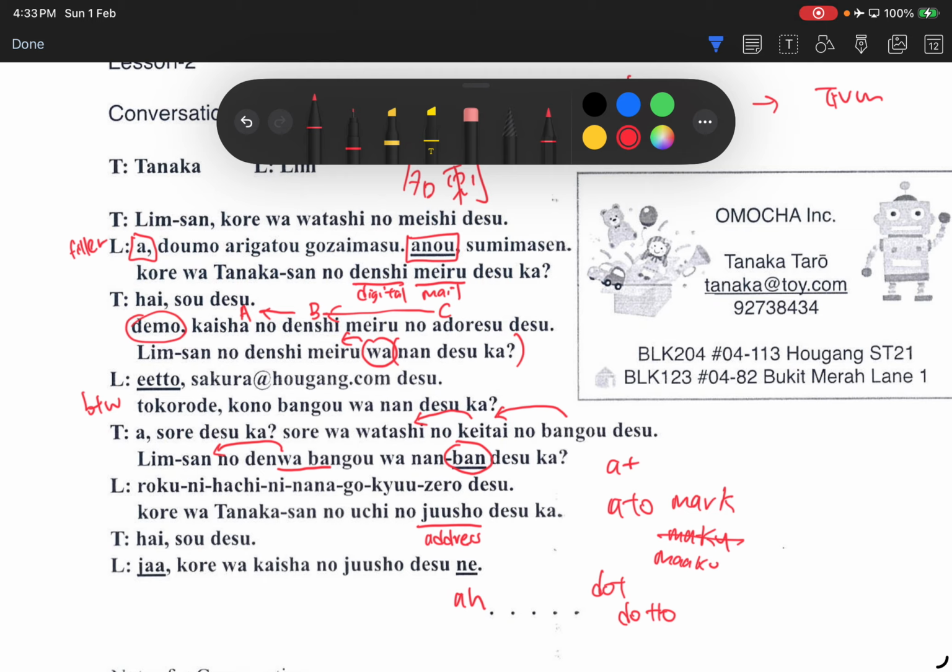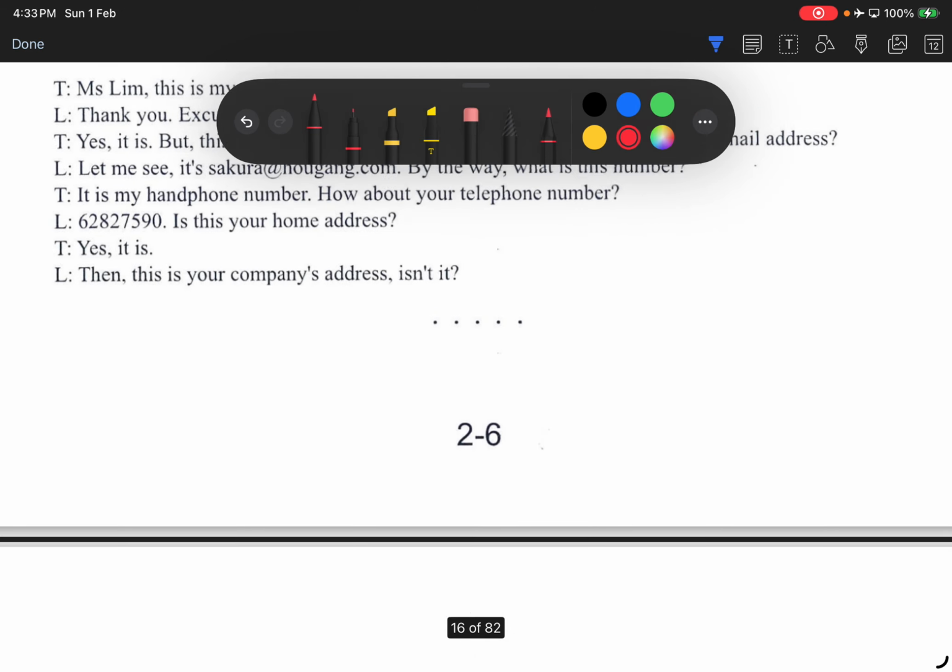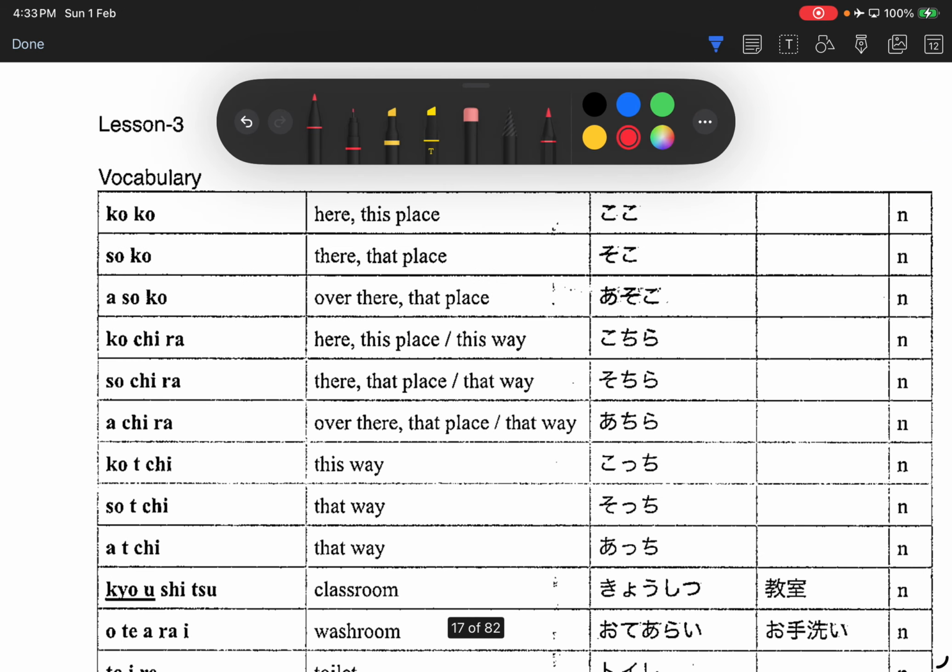Okay, very good. I didn't see any problem, the intonation is very good lah. I don't think there's much issue with this. Okay, so we finished lesson 2 already. The next one will be lesson 3. Okay, I will not go through lesson 3 today, don't worry.